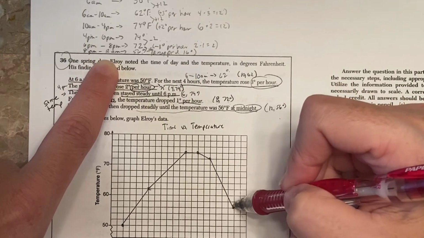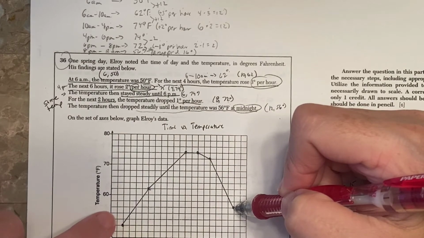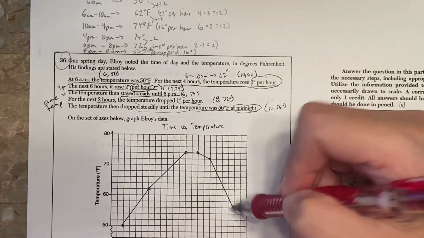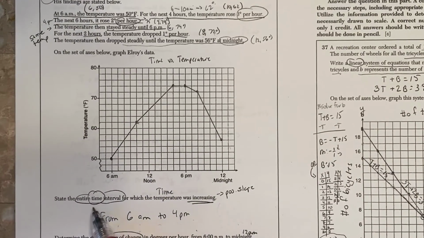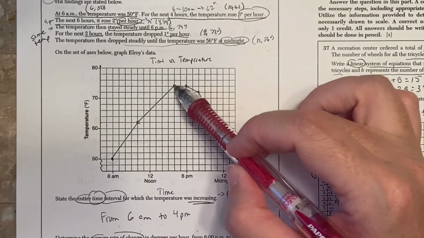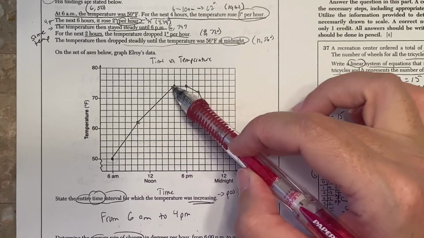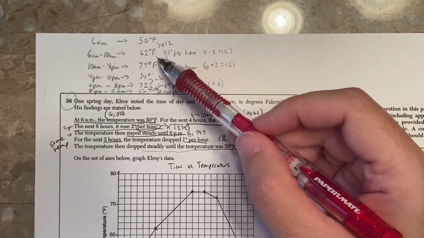And then it's going to get to 56 degrees, right? These are both all by 2, 2, 4, 6. It's going to be at midnight. So that's what it looks like. A little bit weird, but state the entire time interval for which the temperature was increasing. So from here to here, it is increasing. So it's 6 a.m. to 4 p.m. And you could even check it here, 6 to 4, it kept going up by 12. So that's where it was increasing.